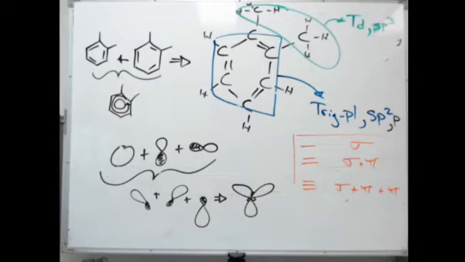That's cool. I'm just confused on how you know there's an S or a P orbital. How do you know if it's an S or a P orbital? Yeah, because I'm just looking at carbons and hydrogens, and I don't see how.